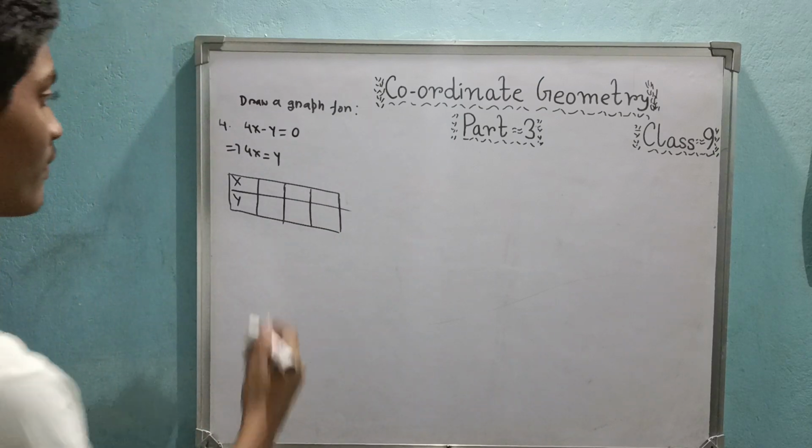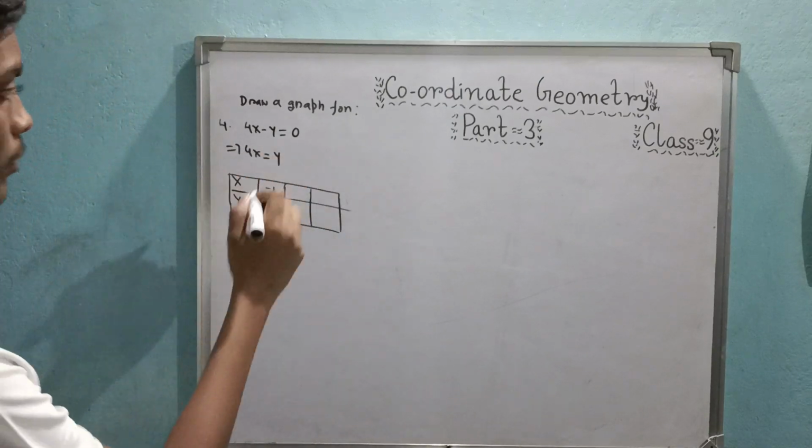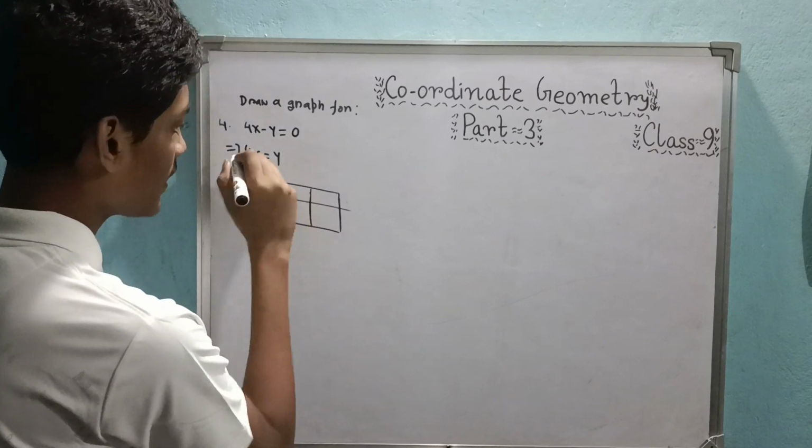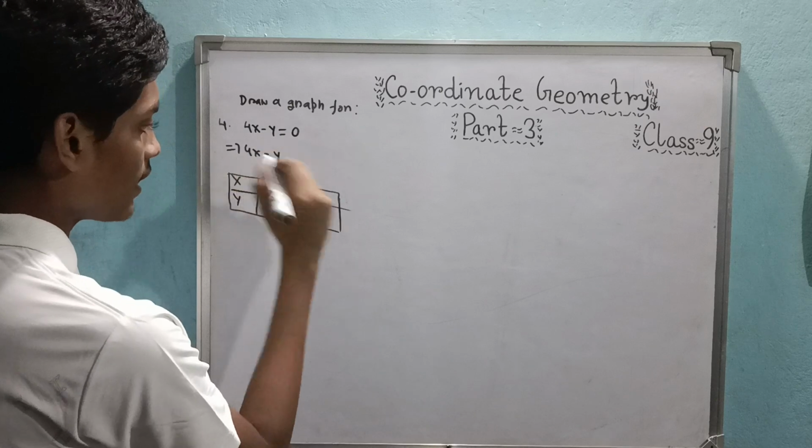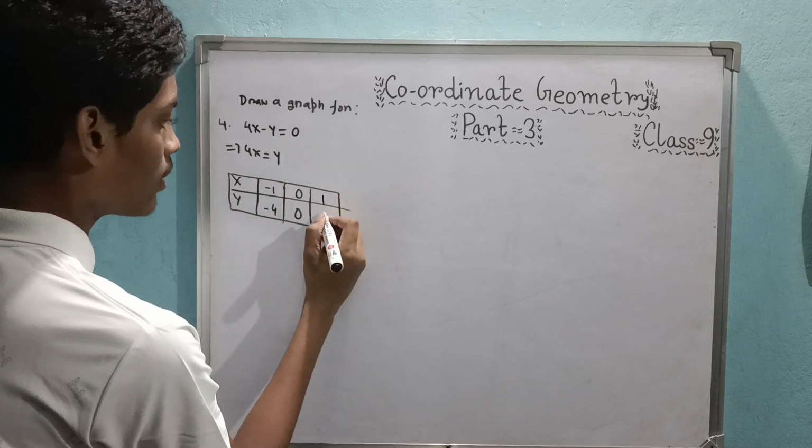So if I take x as -1, what will y be? 4 into -1 equal to -4. If I take x as 0, y will be 4 into 0 equal to 0. If I take x as 1, y will be 4 into 1 equal to 4.